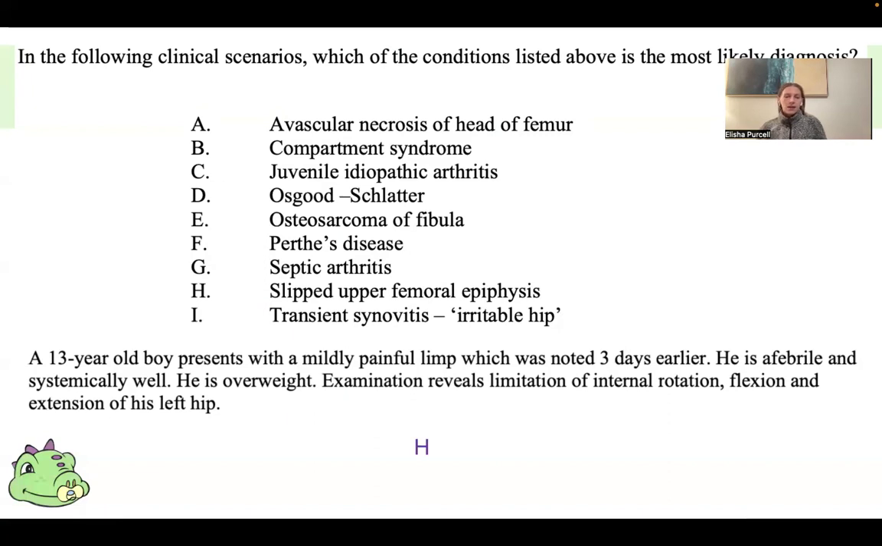Big buzzwords are 13-year-old boy, they're growing, and he's overweight, as well as limited range of motion in these particular movements. So even for a stem, if they're overweight, systemically well, growing pain, a growing boy, those things are really pointing towards a SUFE.